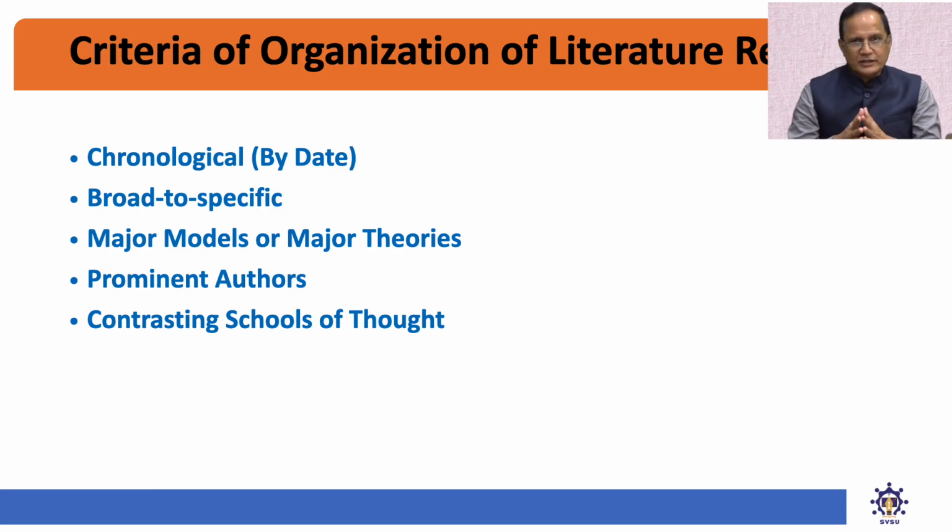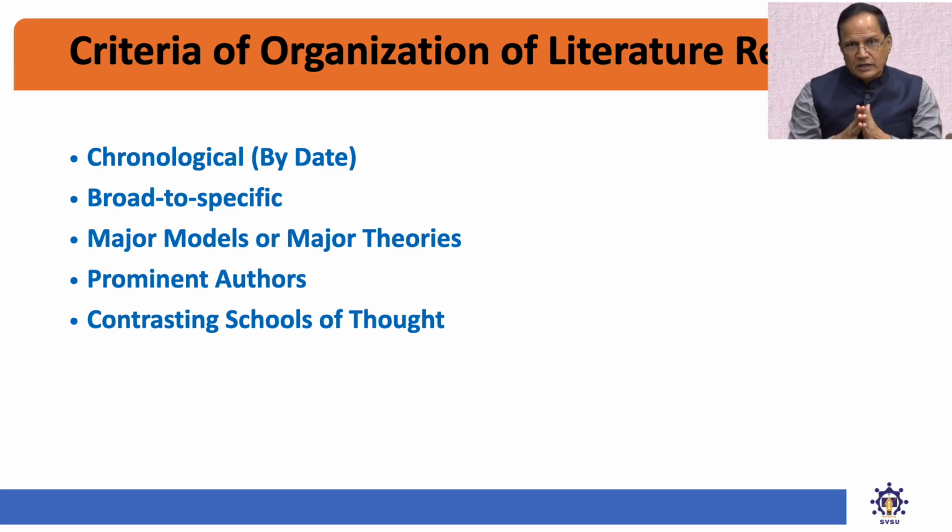Now, coming to how the literature review can be presented, there can be different criteria. The very first criterion is chronological order. Chronological order means we can start presenting the literature review or the researches chronologically from past to present as well as from present to past, depending upon the significance. If the past is more significant, then we can go from past to present, or if it is from present to past, then in that case it would be present to past.